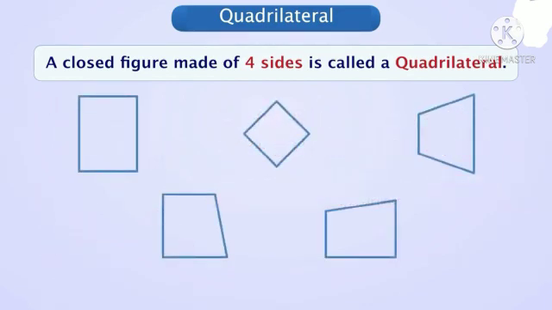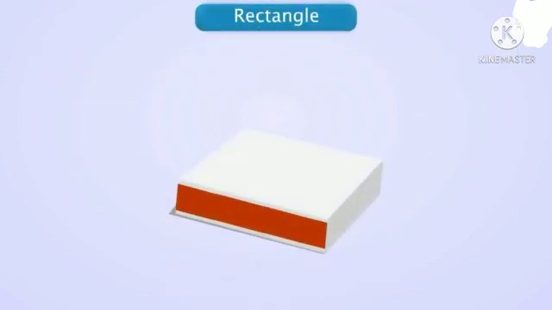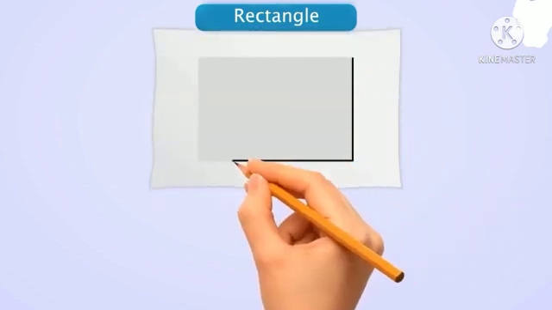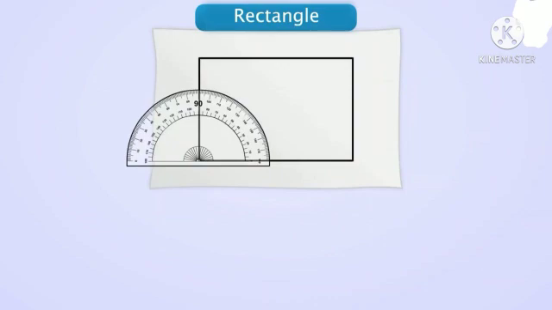Now again, look at these figures. These are so many types of quadrilaterals. To understand this, we classify them into various types. So, let us learn about types of quadrilaterals. Rectangle. Take a matchbox and observe any one of its flat surfaces. You will see a quadrilateral. Place that on a paper and draw its outline. Now, find the measure of each angle with the help of a protractor.